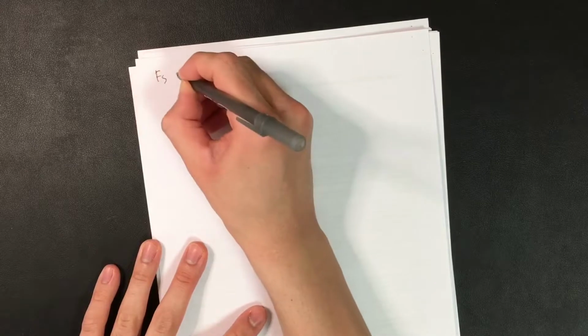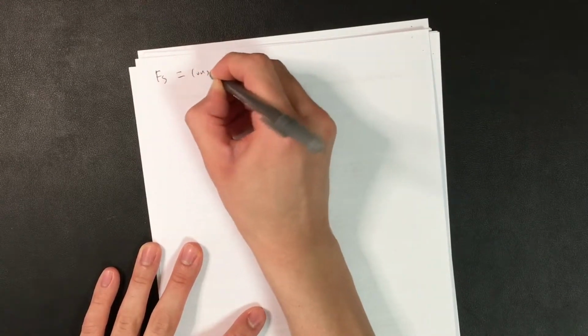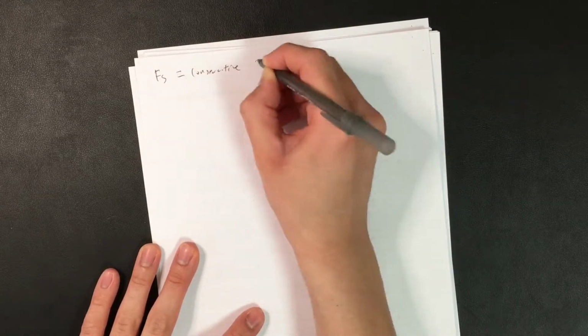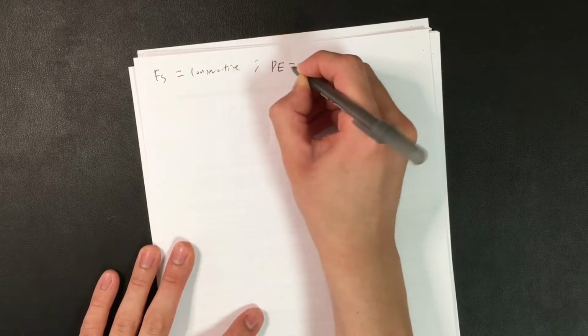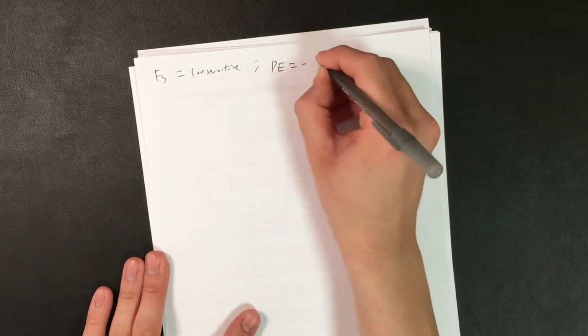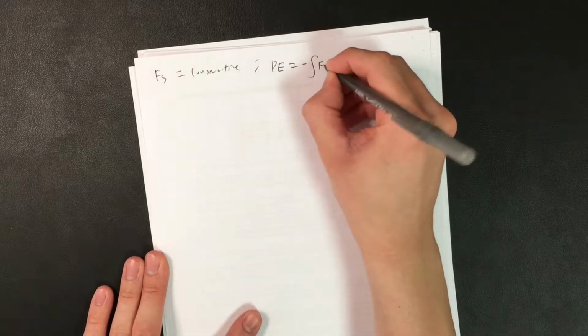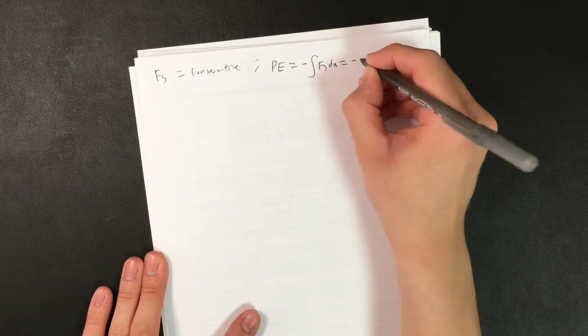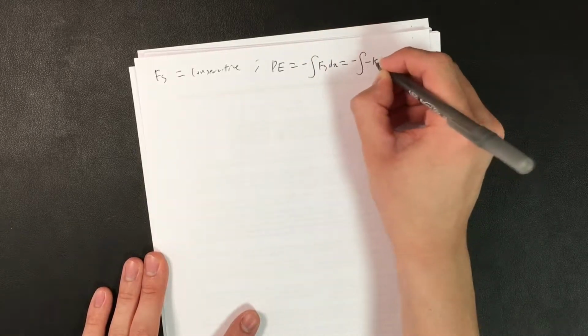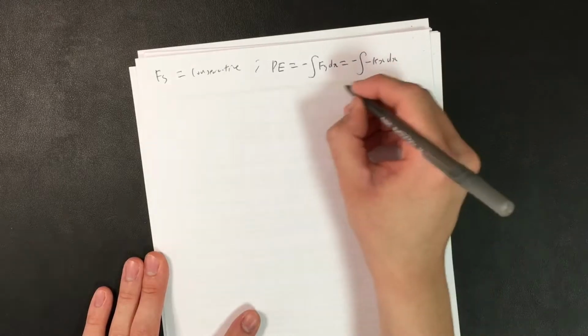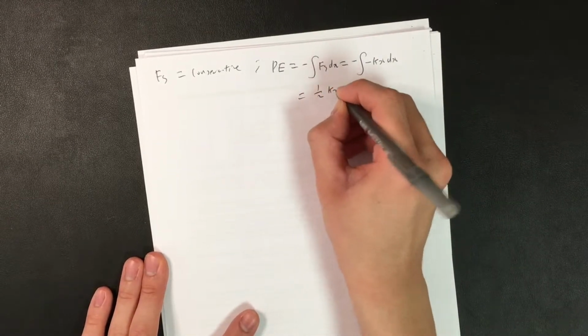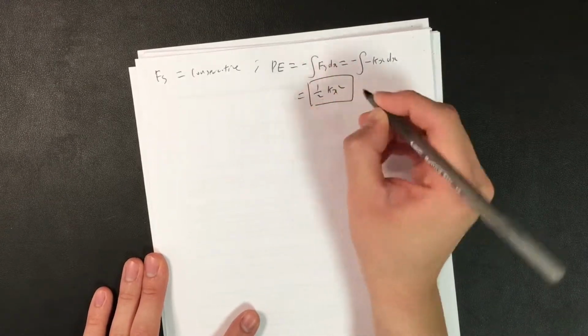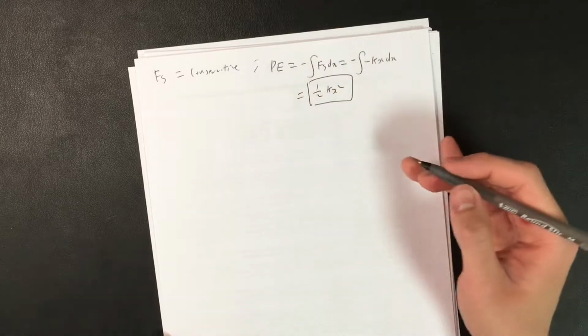Now the force from the spring is conservative. And what this means is that there is a potential energy, in which the definition of potential energy is the negative integral of the force dx. In this case, this equals negative integral of minus kx dx, which gives 1/2 kx squared. This is the function of potential energy of a spring.